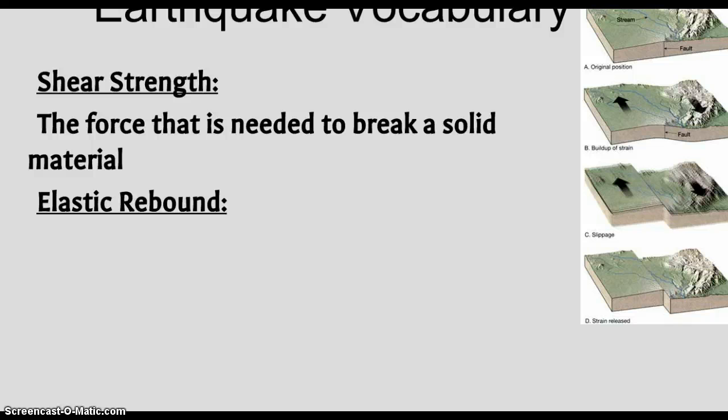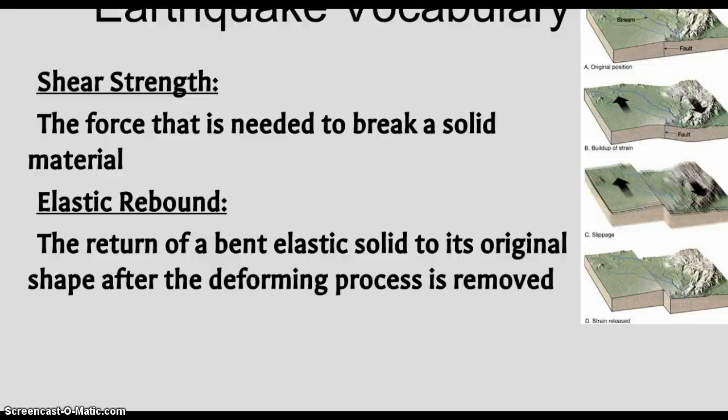Elastic rebound is this idea that when you stress something a lot, like a rubber band, and you pull it, once you break it, it's the return of that bent elastic solid to its original shape after the stress or deformation is removed. So this is showing some stress on some deformed rocks, and it creates a fault, and there's a buildup of that strain, and eventually it slips and releases all that stress, and everything mellows out for a little bit, but there's still some movement sometimes.